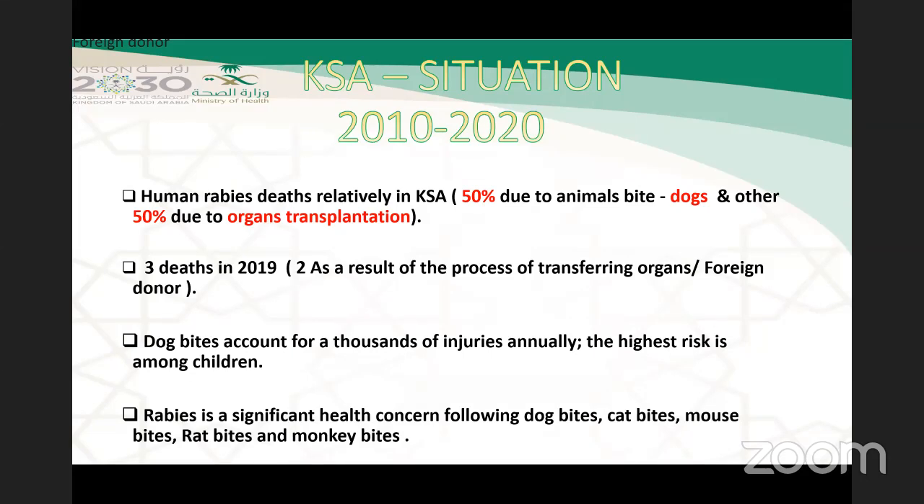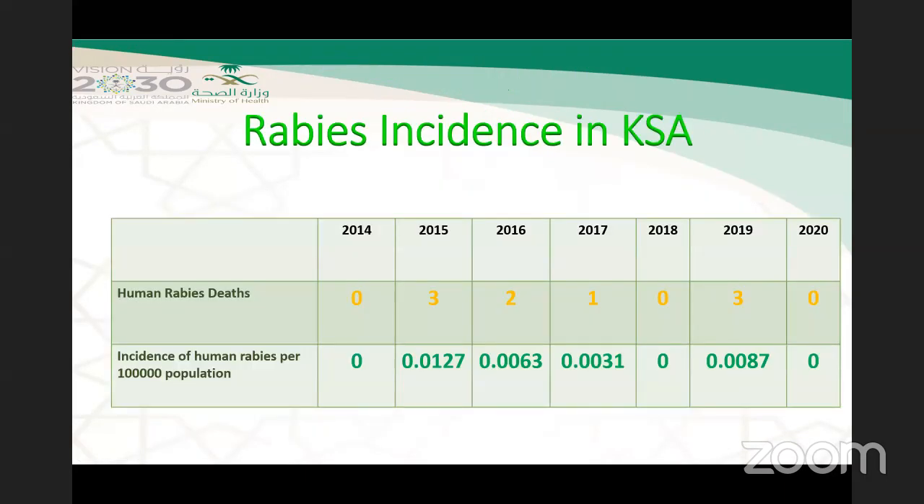We have here the incidence of human rabies per 100,000 population, the cases. Generally, as Dr. Shams said, we have 9 cases up to now.